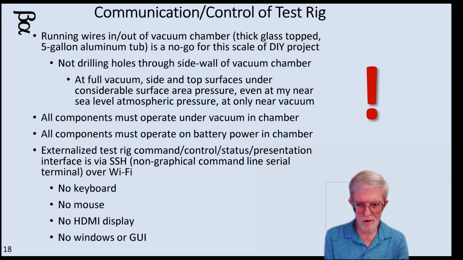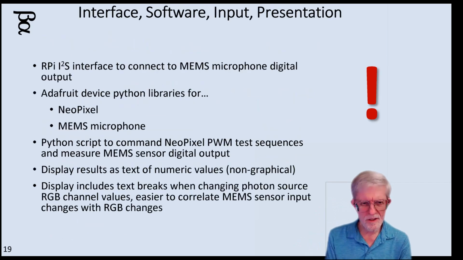And I'm going to be controlling it through a shell interface, command line prompt type of thing via Wi-Fi. No keyboard, no mouse, no HDMI display, and no Windows or GUI. I'll be controlling it from my laptop, which has a display, keyboard, trackpad, mouse, that kind of thing. But the actual computer, the Raspberry Pi, won't. So how am I going to get all these bits and pieces to work?